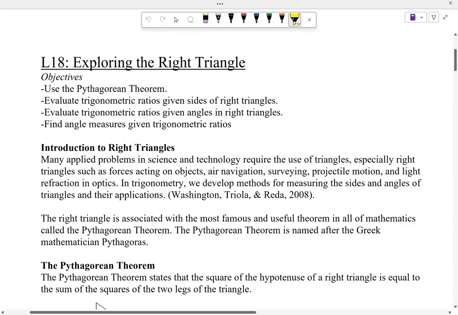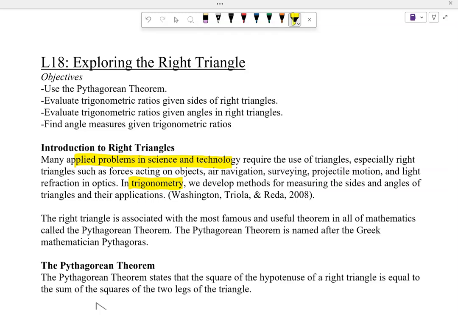We're going to take a look at the right triangle today, and there's a lot of application problems in science and technology that use this Pythagorean theorem and other characteristics of the right triangle. And in trig, we develop methods for measuring the sides and angles of triangles and their applications.